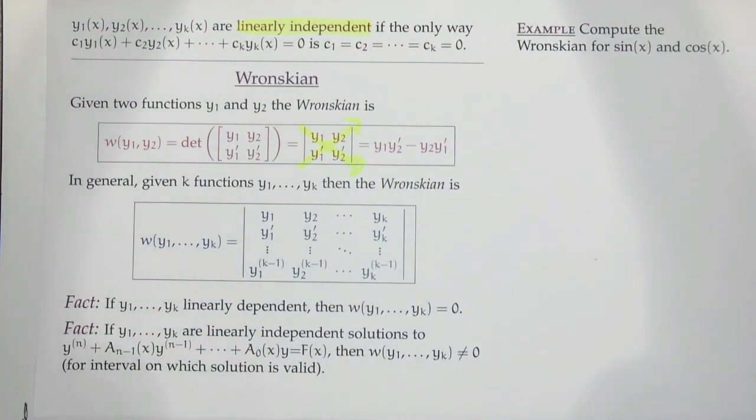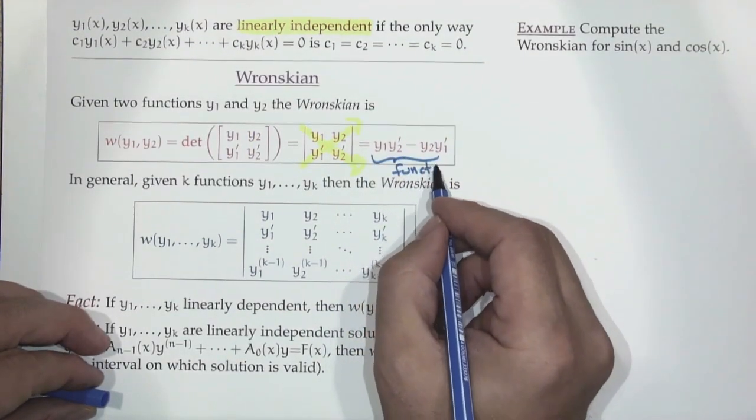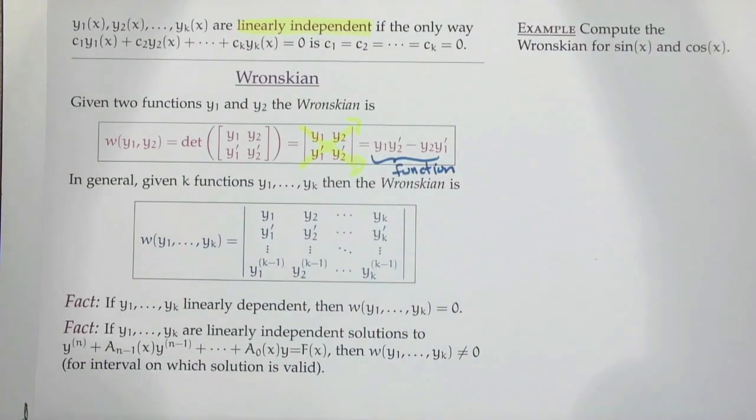Now, if we have more functions, things get more interesting, but it's the same idea. If I have k functions, the first row is my k functions. Below it, I put my derivatives, then below that, the second derivatives, and then the third derivatives. I just keep going until I get a nice square matrix, and I take that determinant. So the result is a function. The output is always a function. And what we say is, well, what does that function tell us?